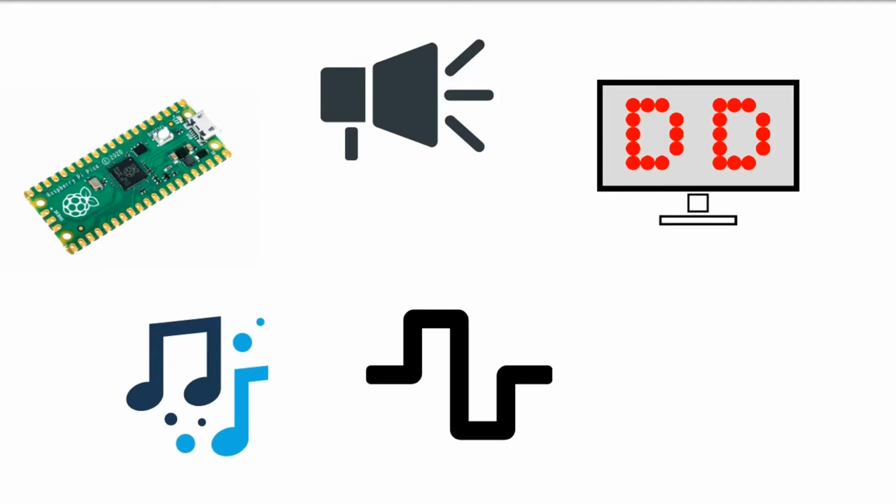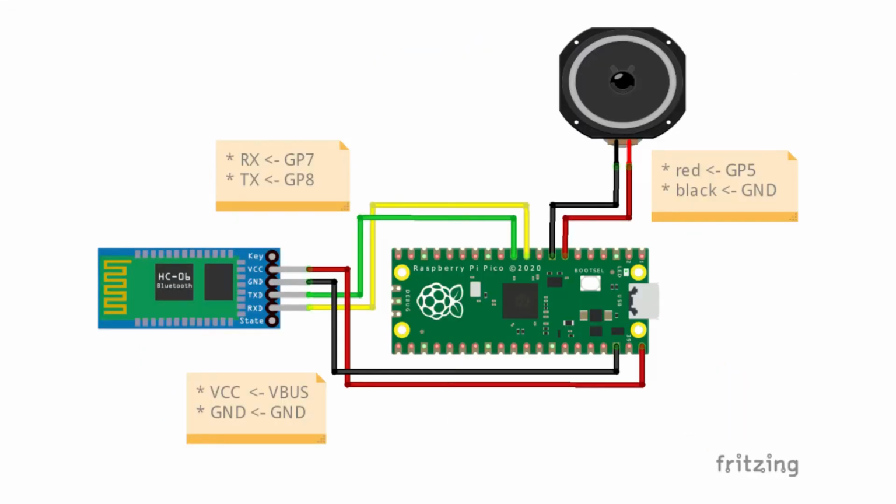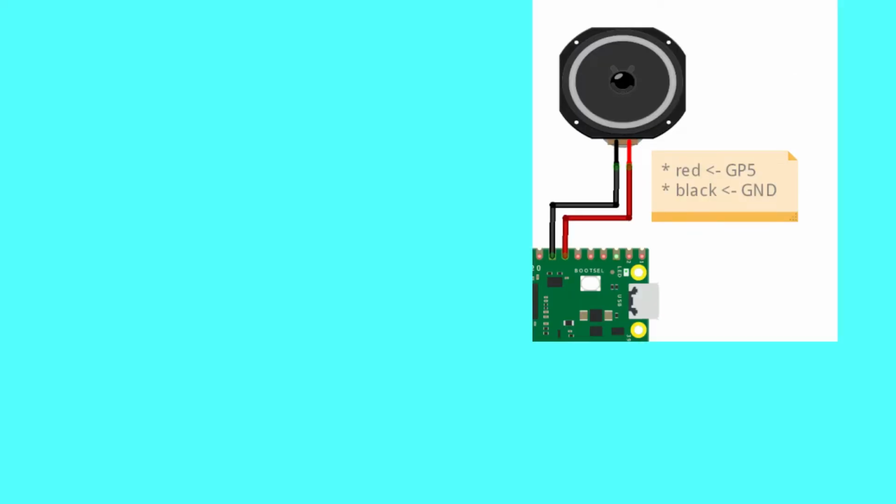To connect to DumbDisplay Android app, Bluetooth connectivity is used. The connections are very simple. For connections of the speaker, connect the red wire, the positive terminal of the speaker, to GP5 of Pico. Connect the black wire, the negative terminal of the speaker, to a ground pin of Pico.